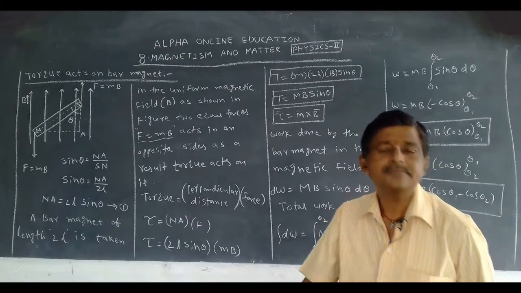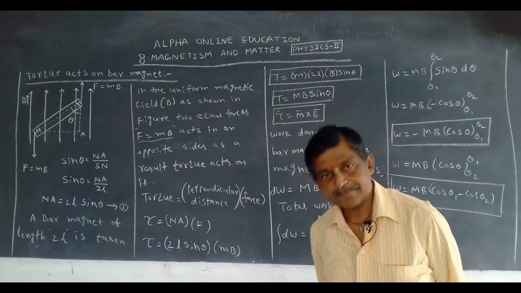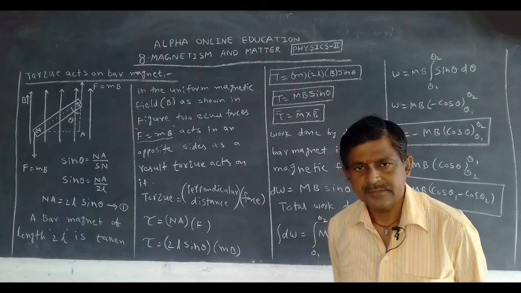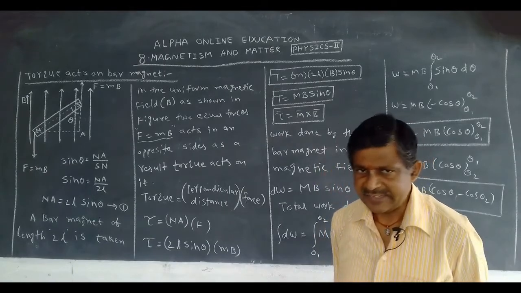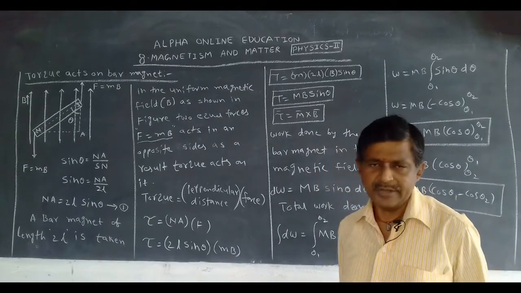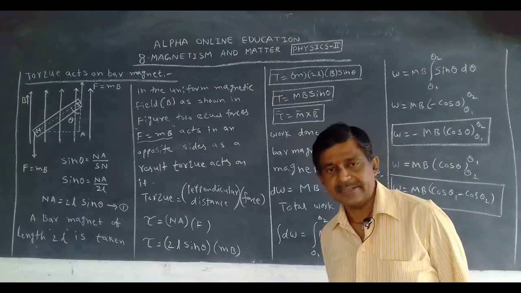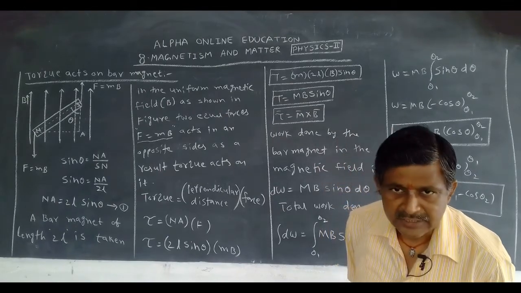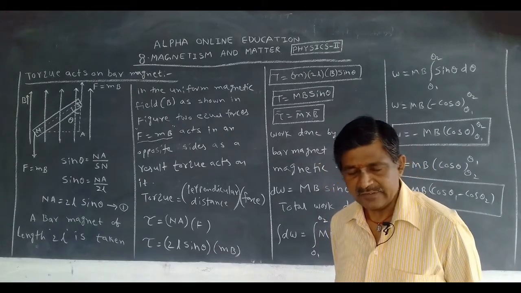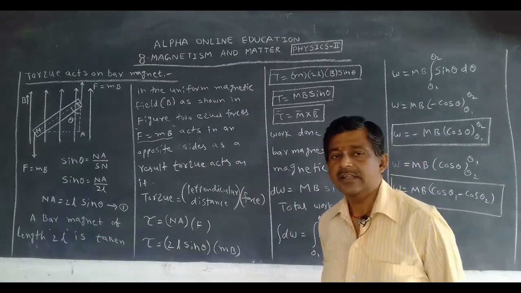Not only that, work is also done by the Bohr magnet when suspended in the uniform magnetic field. We will discuss both in this class. First we will discuss the torque, that is important. For the problems, the work done by the magnet taken in the uniform magnetic field is another topic. Okay, one by one we will discuss. I have clearly written on the board. Listen carefully.